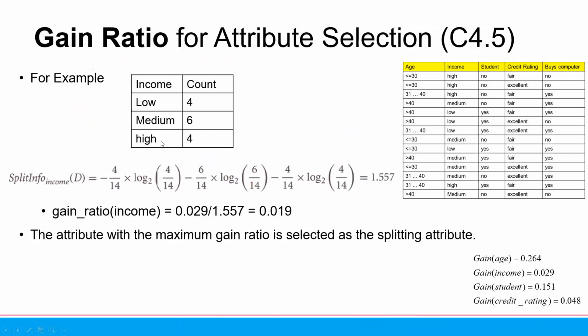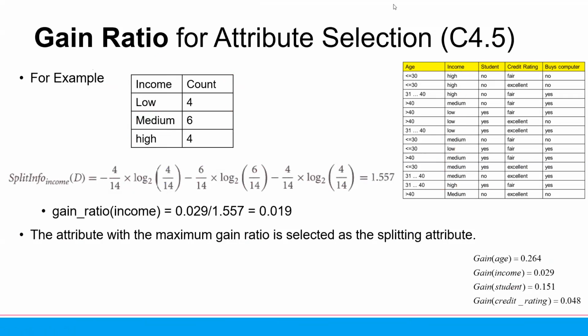So this is an example. Let me use the attribute income. In the attribute income, we have low, medium, and high. So how many low? 1, 2, 3, 4. How many medium? 1, 2, 3, 4, 5, 6. How many high? 1, 2, 3, 4. Okay, so we have 4 low, 6 medium, and 4 high.